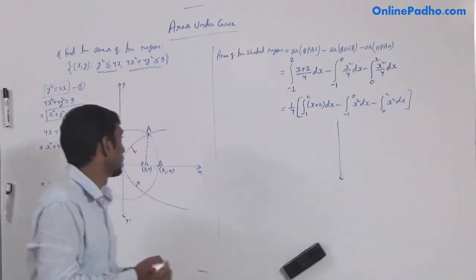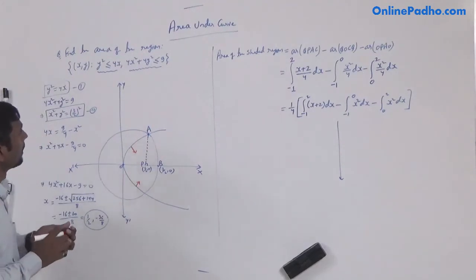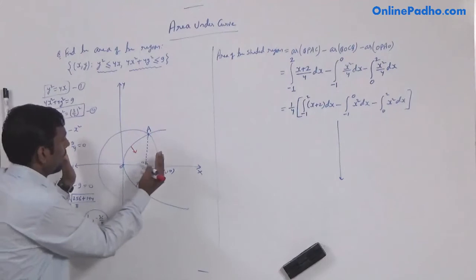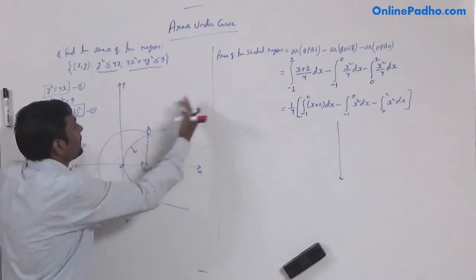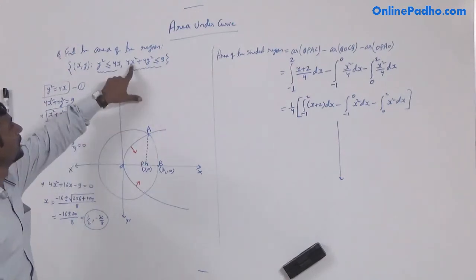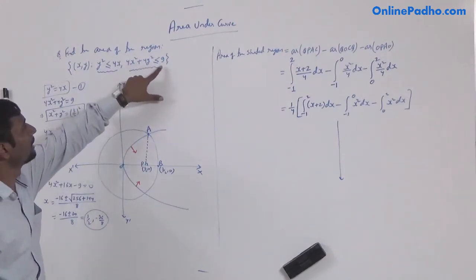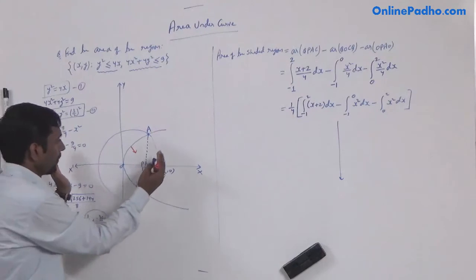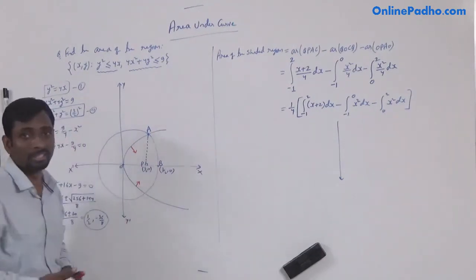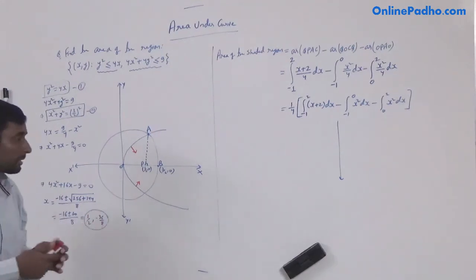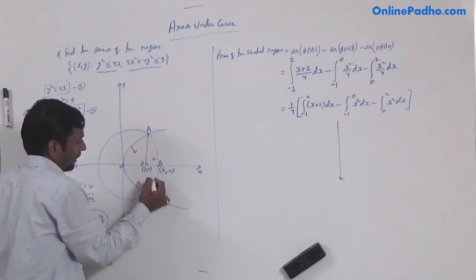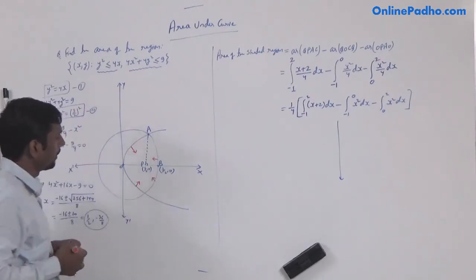And what about the circle? There are 2 parts in the circle: one interior to the circle, the other exterior to the circle. Interior to the circle is (0, 0). You can put 0, 0, and get 0 plus 0 less than 9. Yes, this satisfies. So we have to take the area inside the circle, not outside the circle, because outside the circle is not satisfied here. So we take the area inside the circle and inside the parabola.